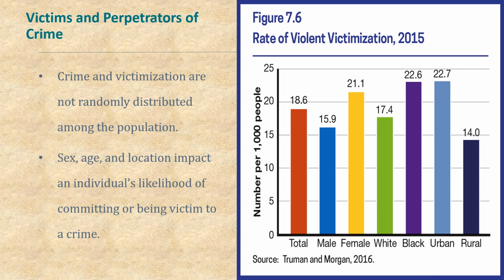Victims and perpetrators of crime. Crime and victimization are not randomly distributed amongst the population. Sex, age, and location impact an individual's likelihood of committing or being a victim of crime. Turn your attention to the right, figure 7.6, that looks at the rate of violent victimization in 2015. And of course, we know that if we're to look at this for 2022, we'll see dramatic differences in terms of the number of people per capita that has been victimized, specifically as it pertains to violent crimes.